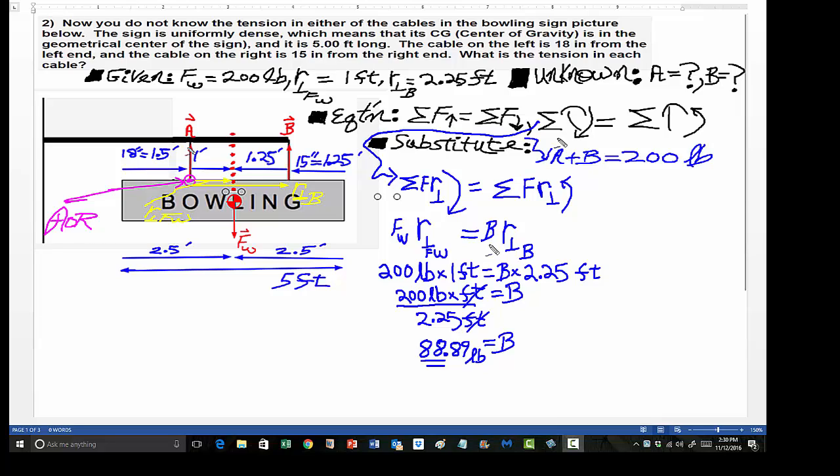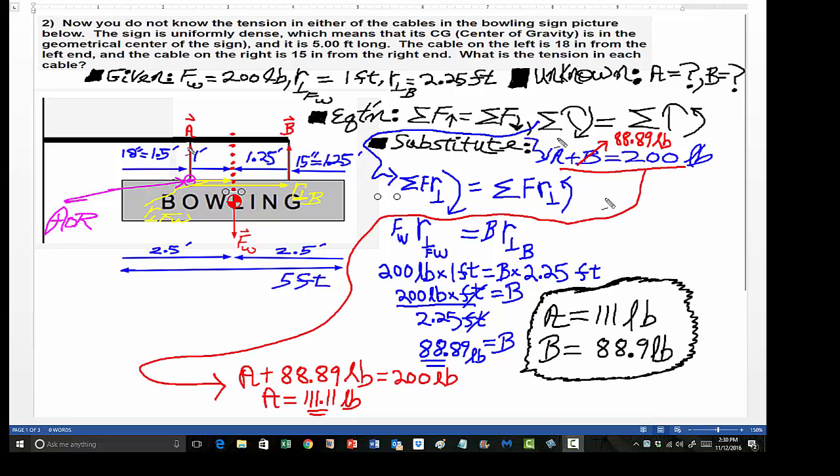Our strategy now is to take what we have found for B and to substitute this into the first condition's equation, A plus B is 200 pounds. Then we will solve for the other unknown, A, and the problem will be completed. We proceed to do just that. We substitute in for B 88.89 pounds. And then when we solve for A, we get 111.11 pounds. However, we can only report 3 significant figures accuracy. Finally, for our answers, we get that A is 111 pounds, B is 88.9 pounds.